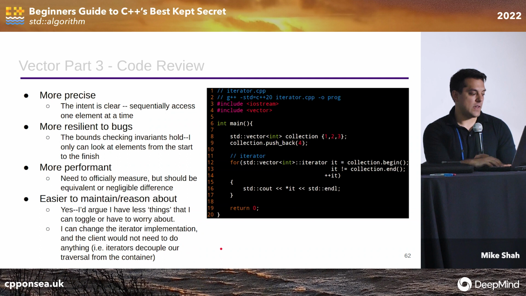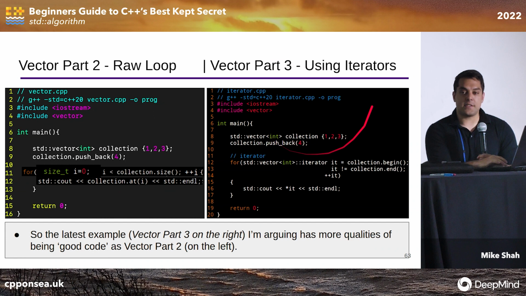So comparing these two examples here, our latest on the right using iterators and what's on the left using the raw loop with our hand-tuned optimizations, I'm going to argue that the right side has more qualities of being good code versus the left side.